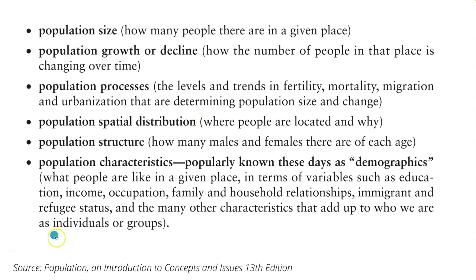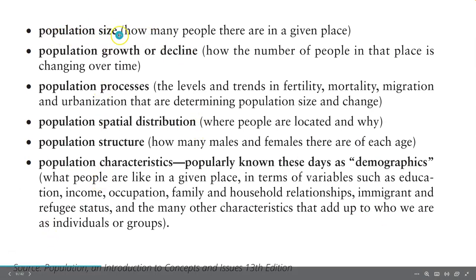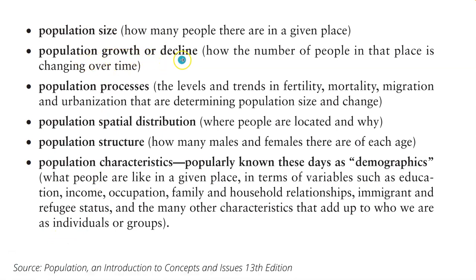So again, these are more details, like the population size, the increase and the decrease, and the population processes. So we could see the relationship and the trends and the spatial distribution, which is how many people are in a specific area, a specific range of places, or administrative places. And these will also be topics such as where people are located and why. And the population structure, as we could see, is the composition of the population, and the population characteristics as demographics.